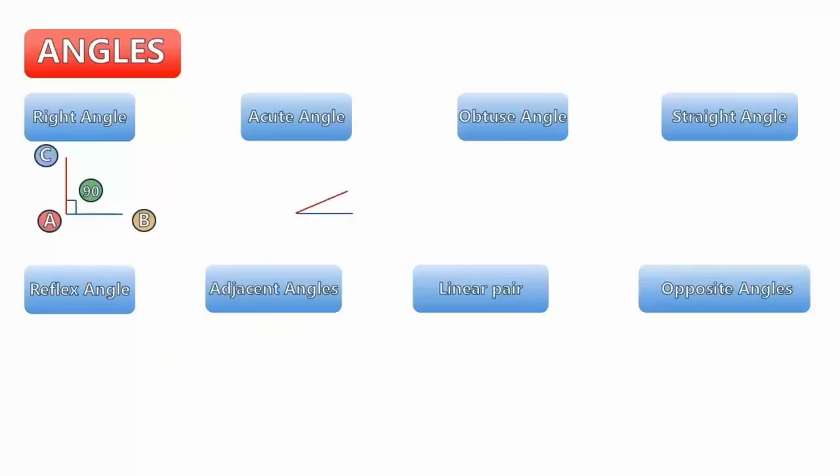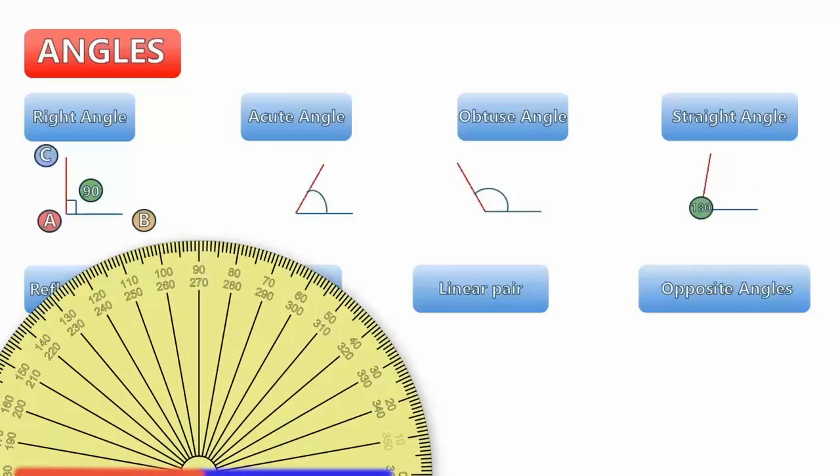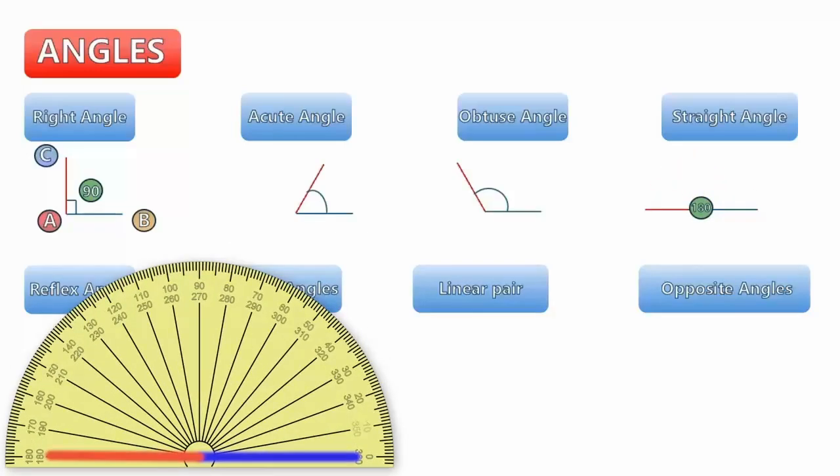Suppose we have two line segments which have an angle between them which is less than 90. It's called an acute angle. Suppose again we have two line segments between which we have an angle greater than 90 but less than 180 degrees. It's called an obtuse angle.